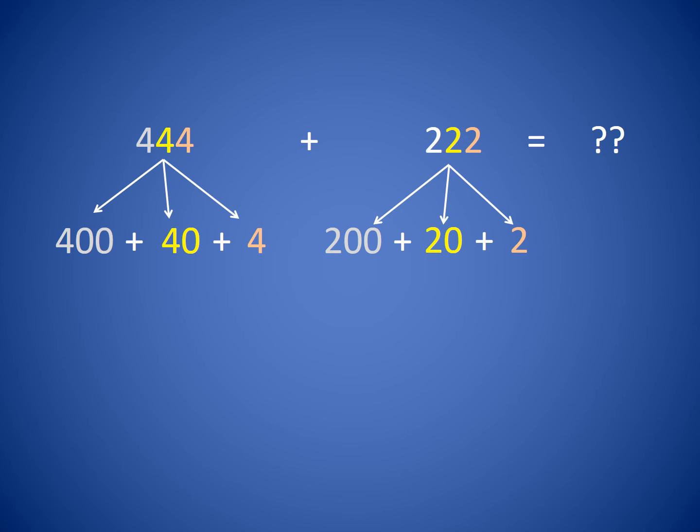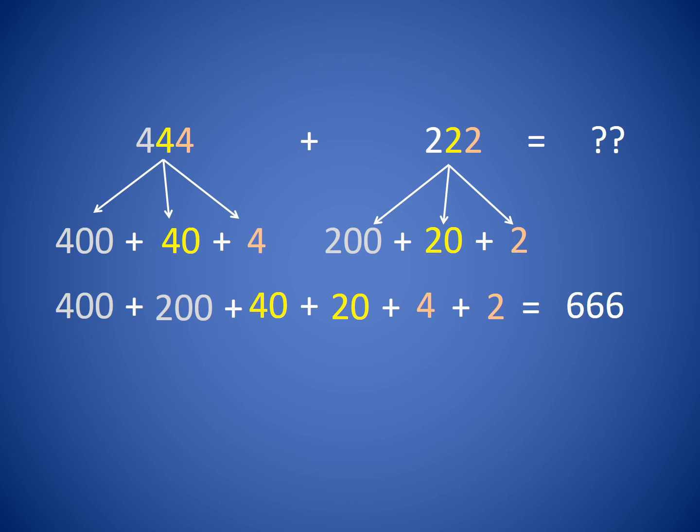Just as with the other problems, I'm going to add the hundreds together. So I get 400 plus 200, that's 600. I'll add the tens together. 660. Now I'll add the ones together. 6. So it's 666.